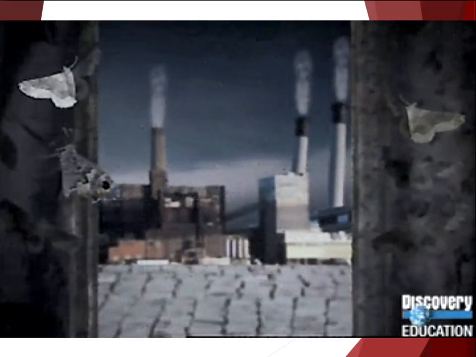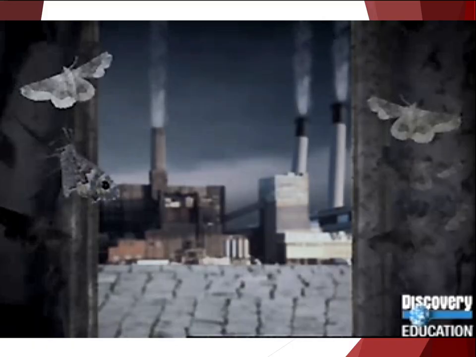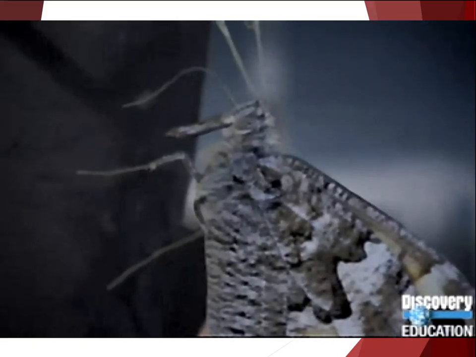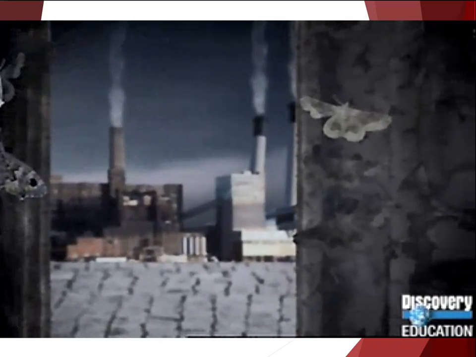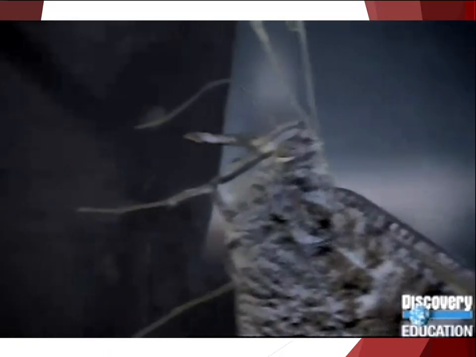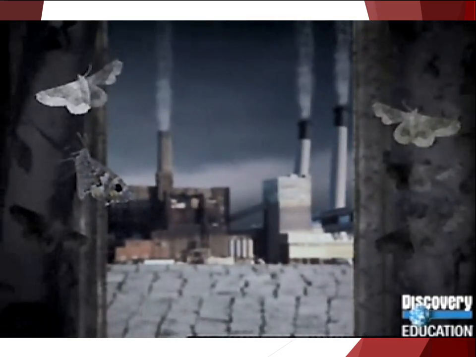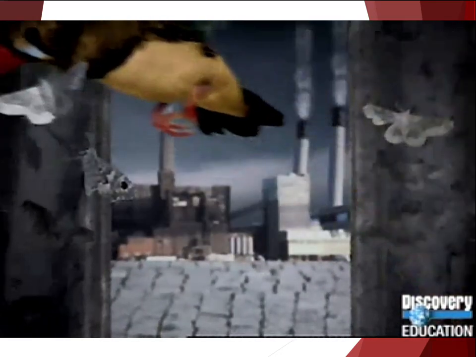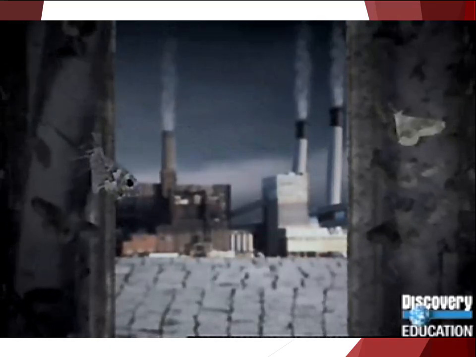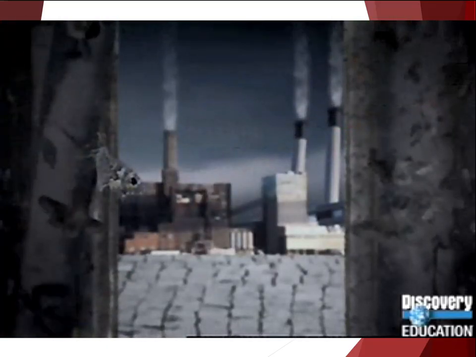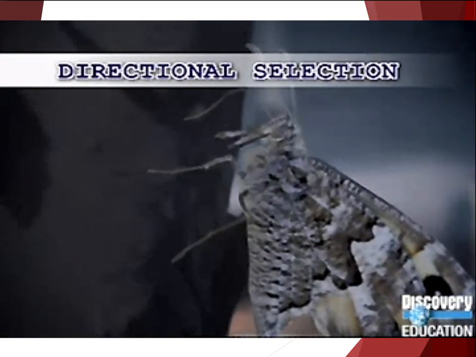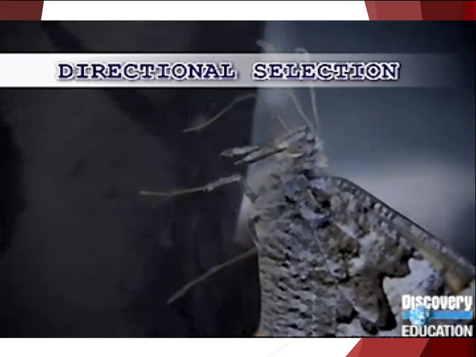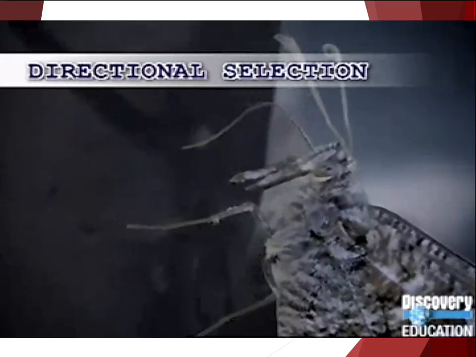Then came the Industrial Revolution, and with it, air pollution. The white birch bark turned sooty gray. Now the pale moths were more visible to birds, and the darker ones were camouflaged. Birds began eating more pale-colored moths. In less than 100 years, the population of moths shifted from mostly pale to mostly dark. In this example, it pays to be different. When natural selection favors a single trait, such as color, it's called directional selection.